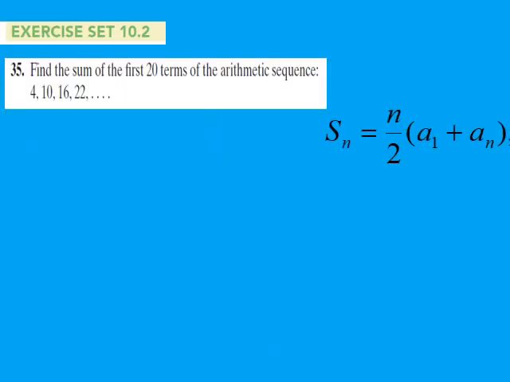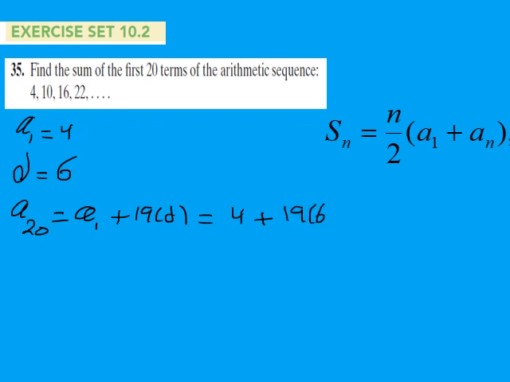Another example from exercise 10.2: find the sum of the first 20 terms. So the first term, a1, is equal to 4. The common difference, the number that you are adding every time, is positive 6. So I want to find a20, and a20 is a1 plus 19 multiplied by d. So a20 is 4 plus 19 multiplied by 6, which is 118.